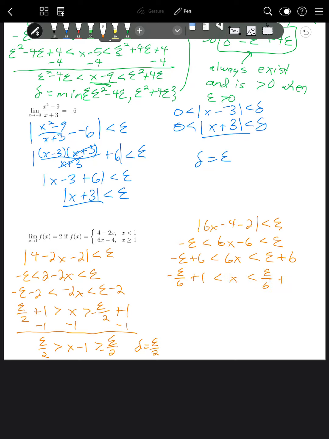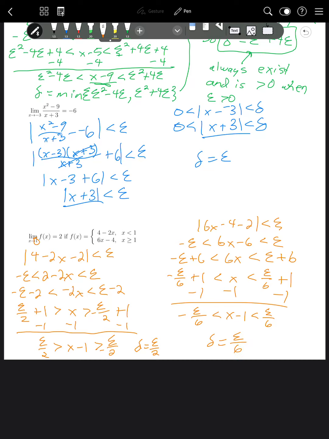over 6 plus 1. I want c to be 1, so I need to subtract 1 from the middle, which means I also need to subtract it from the outsides. So this is negative epsilon over 6 is less than x minus 1, which is less than epsilon over 6. Those are the same, and so in this case, delta is epsilon over 6.